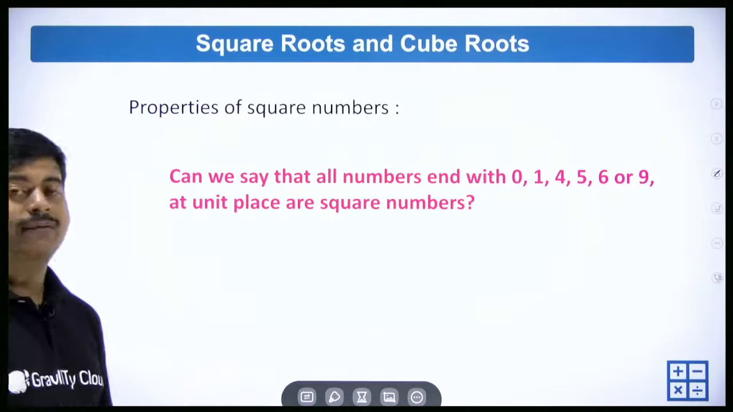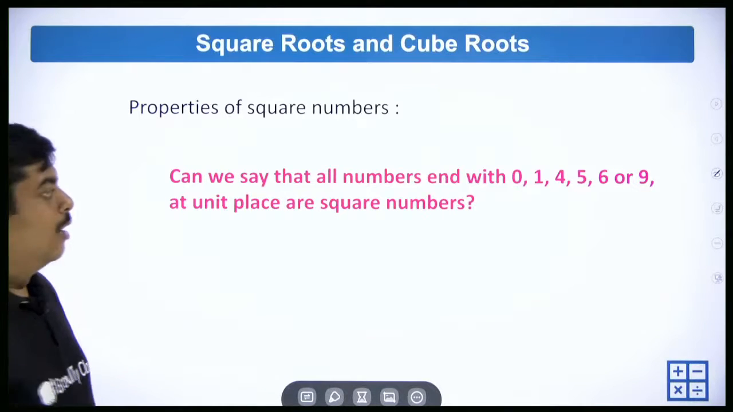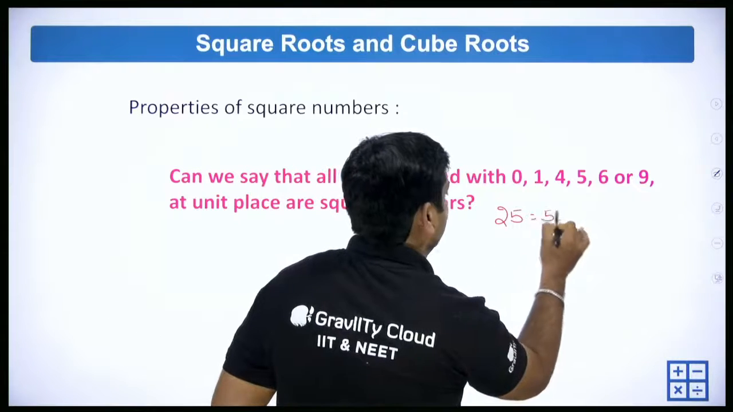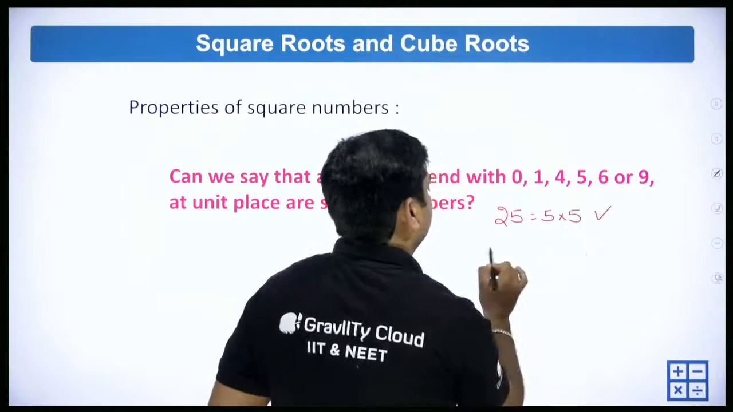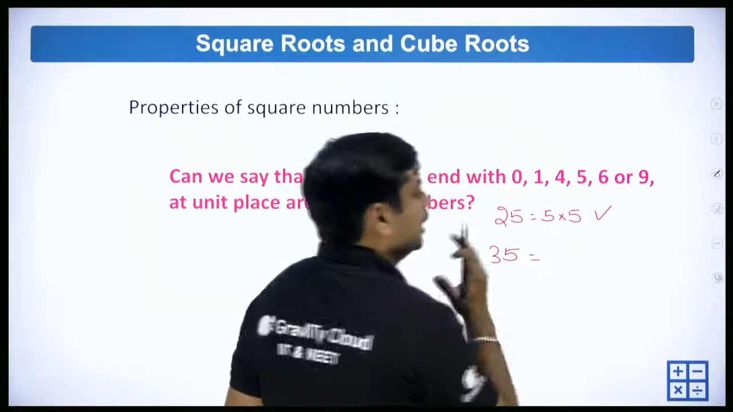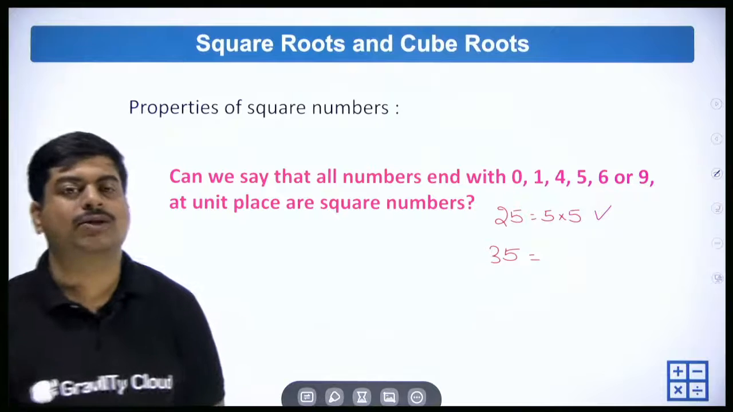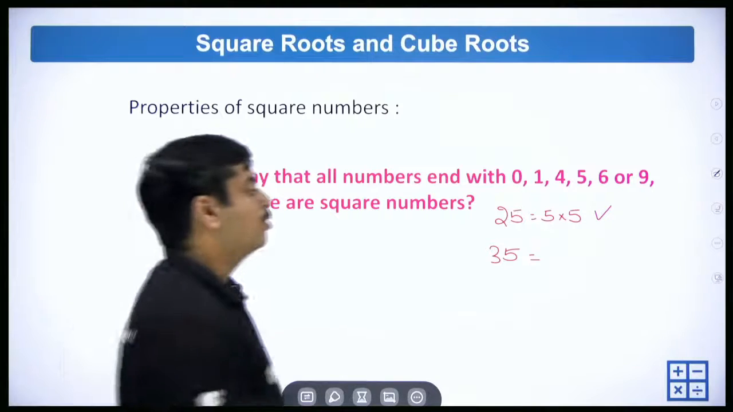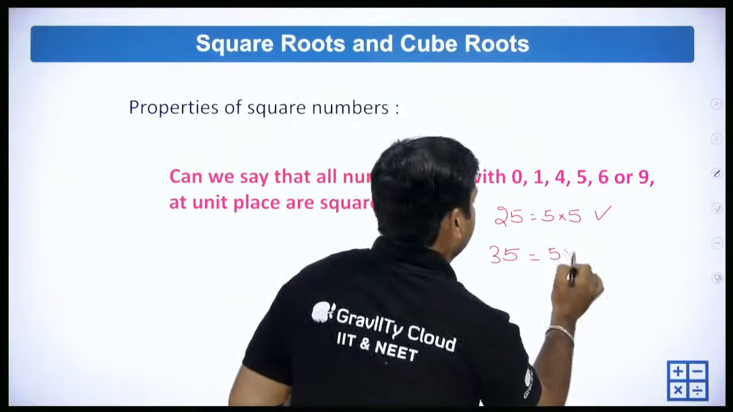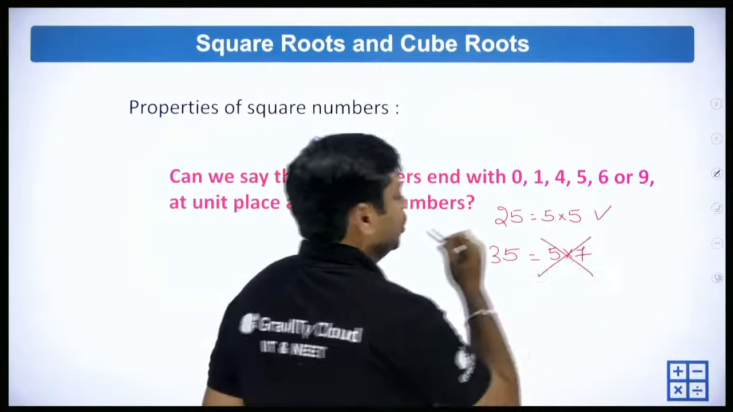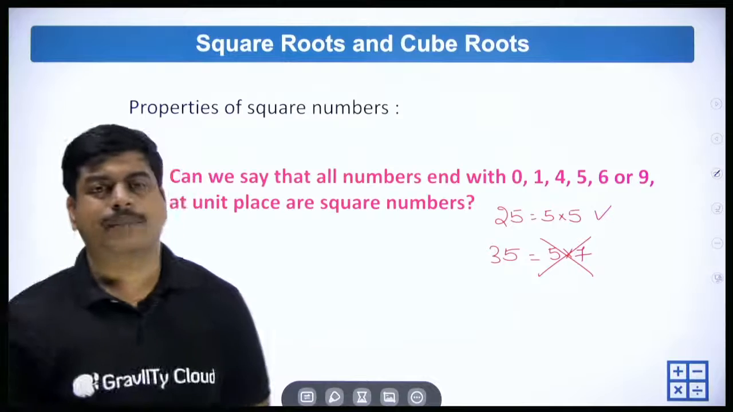Next one. Can we say that all numbers ending with 0, 1, 4, 5, 6 or 9 at the units place are square numbers? For example, I'll give you 25. 25, you know, is 5 into 5. So yes, it is a perfect square. But what about 35? We cannot express that as the square of a number. Not 5 into 5, not 6 into 6, not 7 into 7. At most, you can express that as 5 into 7, but these two are not the same numbers. So no, we cannot.